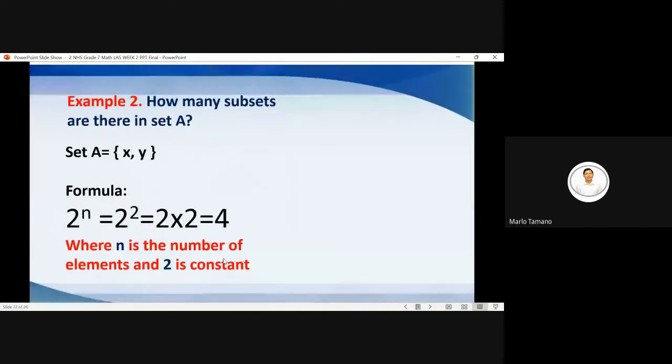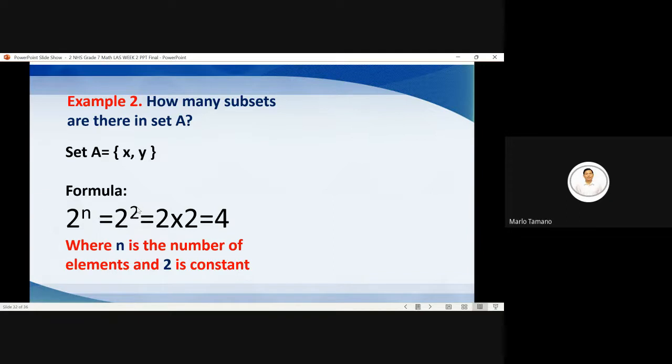Another example, example number two. How many subsets are there in set A? The set A contains two elements, X and Y. Now, applying the formula, 2 to the n equals, replace the n with 2. Where do we get this 2? Count the elements of set A: 1, 2. So put it here as replacement of n. So we replace n with 2, and 2 squared is how we read that.